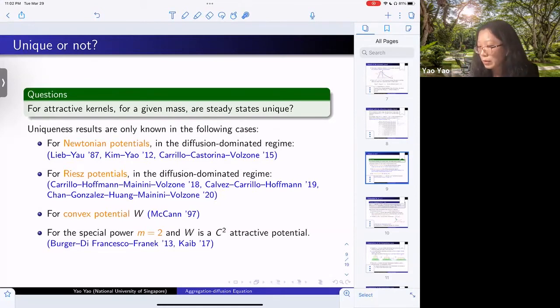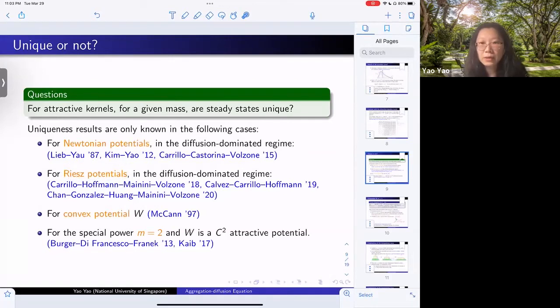And these results work for 3D or higher, and Carrillo, Castorina, and Volzone work for the 2D Newtonian potential, which has some difficulty due to the log. And for Riesz potentials, in the diffusion-dominated regime where the global minimizer is known to exist, these works also give the uniqueness among the radial steady states. And in all these works, the special power law structure of the Riesz potential is playing an important role.